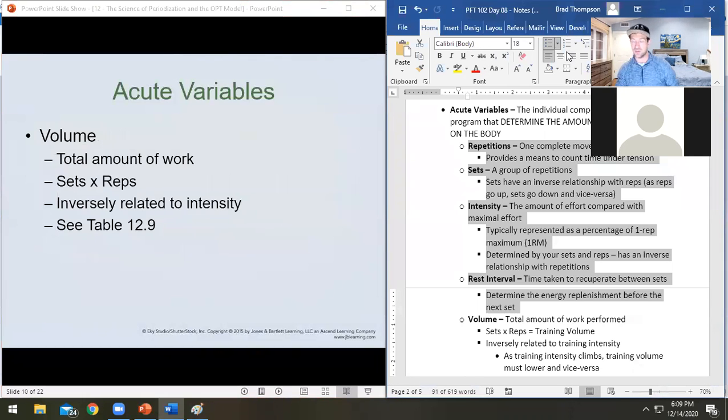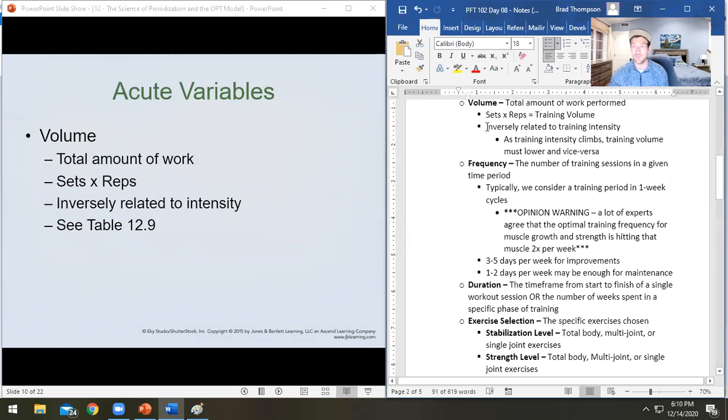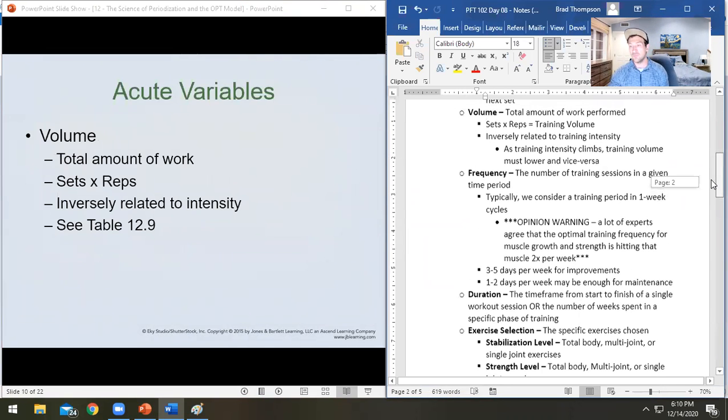All of that's going to come together in this overall concept. Now, this big concept is not one that you're going to write on a piece of paper. This is something that you, as the trainer, are considering behind the page, and that is what we refer to as volume or training volume. You'll hear people say that sometimes. Now, volume is the total amount of work performed in a given time period. So it is your sets times your reps over the course of a week.